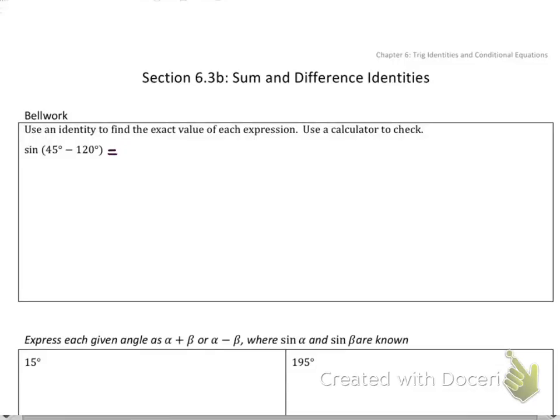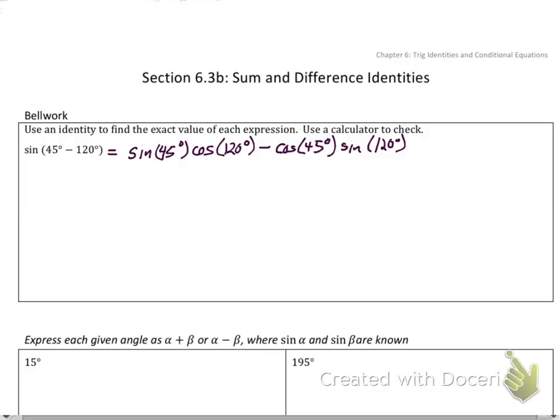All right, so if I have sine of 45 degrees minus 120 degrees, if you look at your sum identity, you're going to see that we can rewrite this as sine of 45 degrees times cosine of 120 minus the cosine of 45 times the sine of 120 degrees.